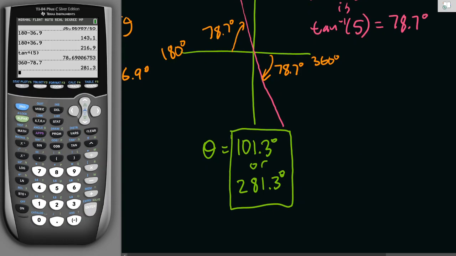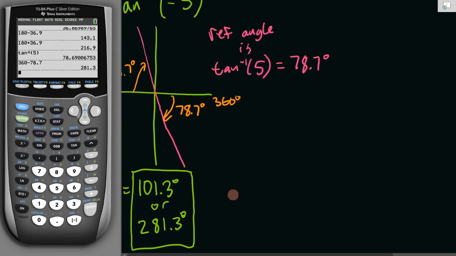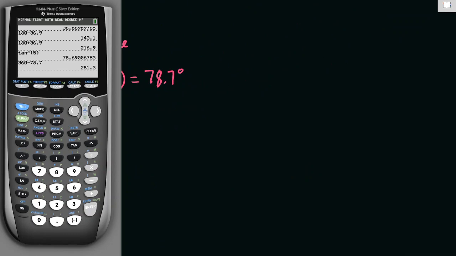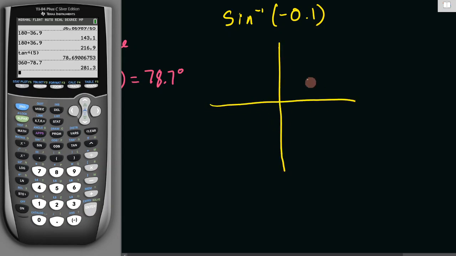Okay, we'll do one more for sine just for fun. If you think you get it, you can just skip the end of the video now. But I'm going to do sine inverse of a negative. Let's do sine inverse of something really small. Let's do -0.1. Okay, so what I'm going to do is sketch it. -0.1 is like something like this and something like this, because that's -0.1.